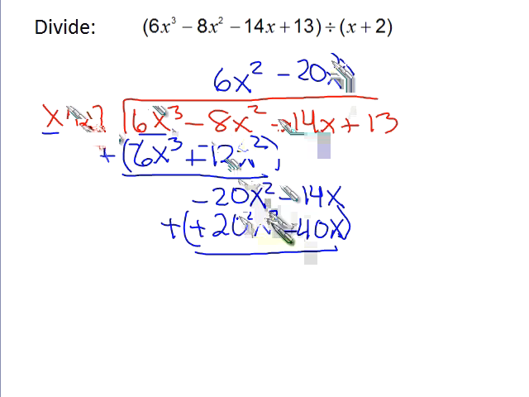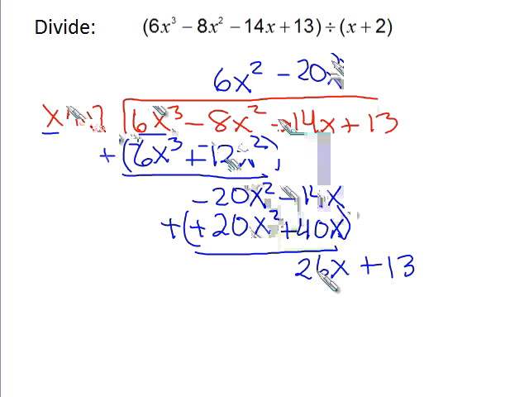So I'm going to distribute this through my binomial. The first term must go away. The second term becomes 26x. And finally, I'll bring down my last term, knowing that this is the last part of the division, and anything left over will be a remainder.